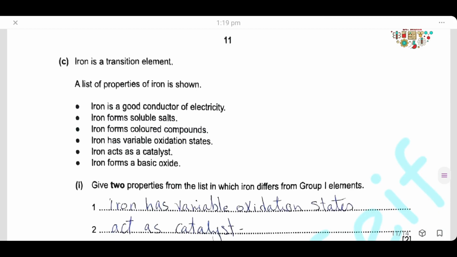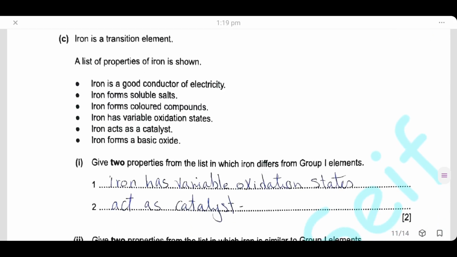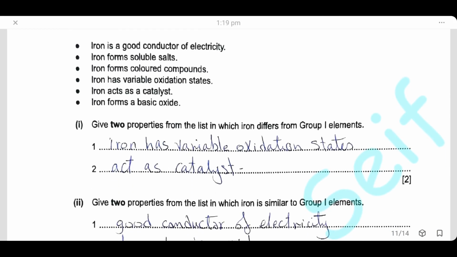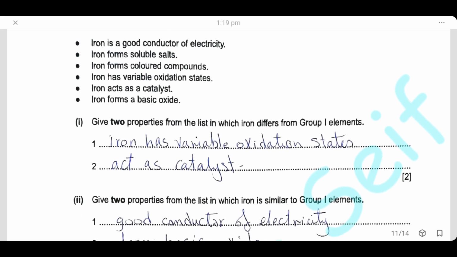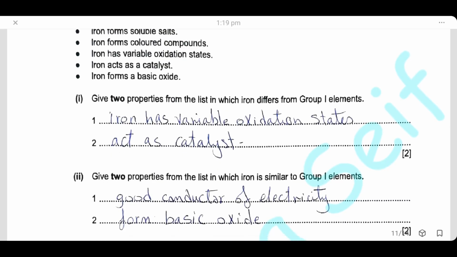Iron is a transition element. We have this list for the properties of iron. Question 1. Give 2 properties from the list in which iron is different than group 1 element. Iron has a variable oxidation state. We choose from the list. Then, second, act as a catalyst.